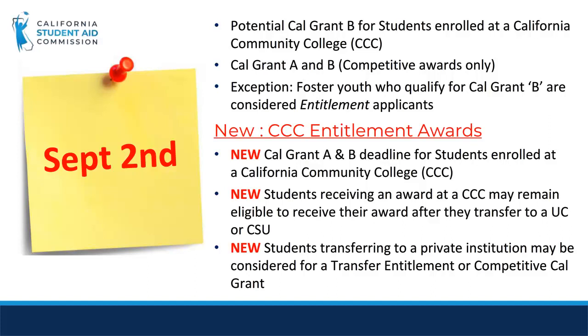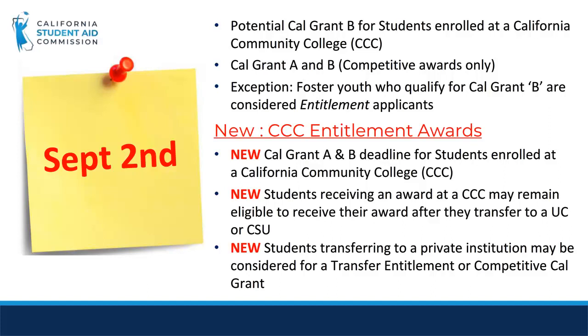With these legislative changes, community college students may now apply for an entitlement Cal Grant award until September 2nd, and the previous barriers to Cal Grant entitlement awards based on age and time out of high school for students at community colleges will be removed.